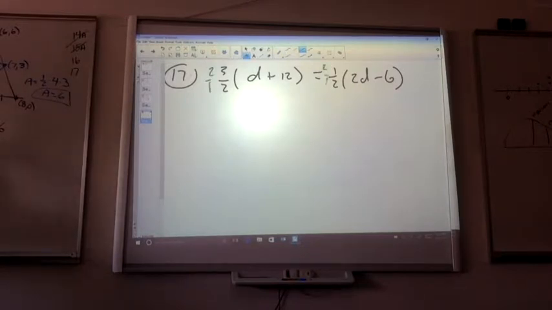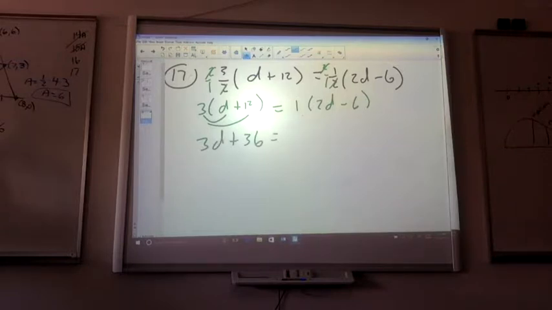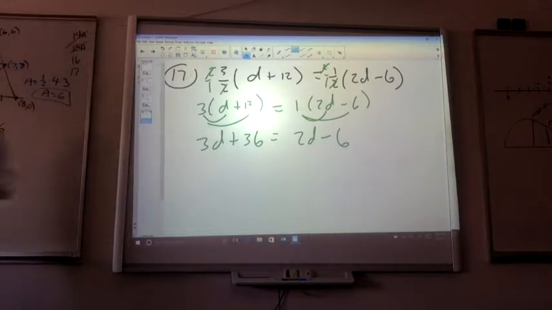So 2 over 1 and 2 over 1, those cancel, that becomes 3, and then d plus 12. And that cancels, equals 1 times 2d minus 6. Distribute over the parentheses here. Distribute over the parentheses here. So you get to that point. Does that seem comfortable so far?